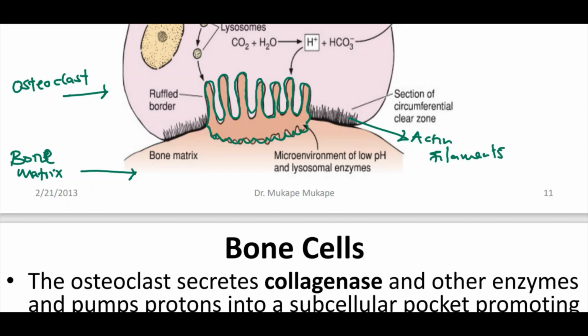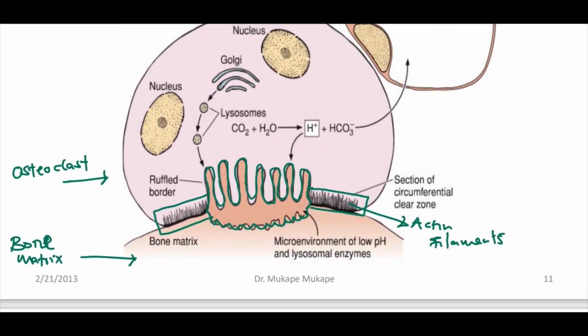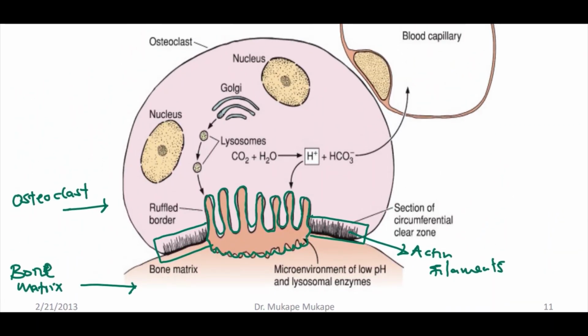These are helping the osteoclasts. This zone here is the clear zone. They're helping the osteoclasts to adhere to the bone matrix, or to attach to the bone matrix. Okay. So now for the osteoclasts to resolve bone, let me show you the entire picture.